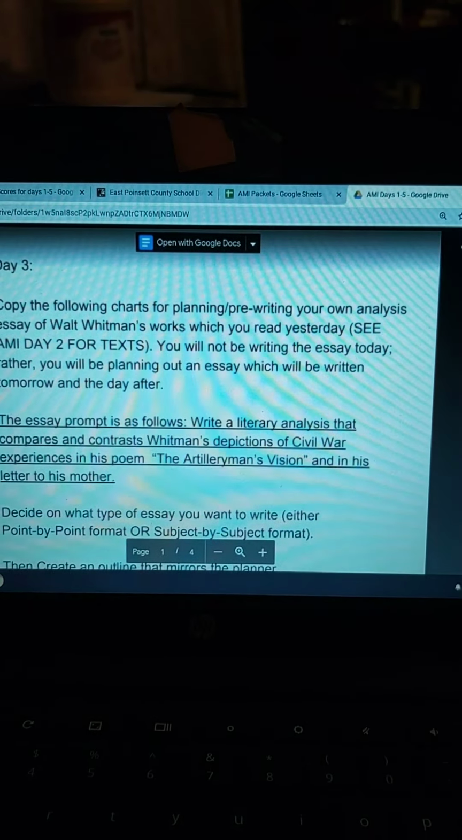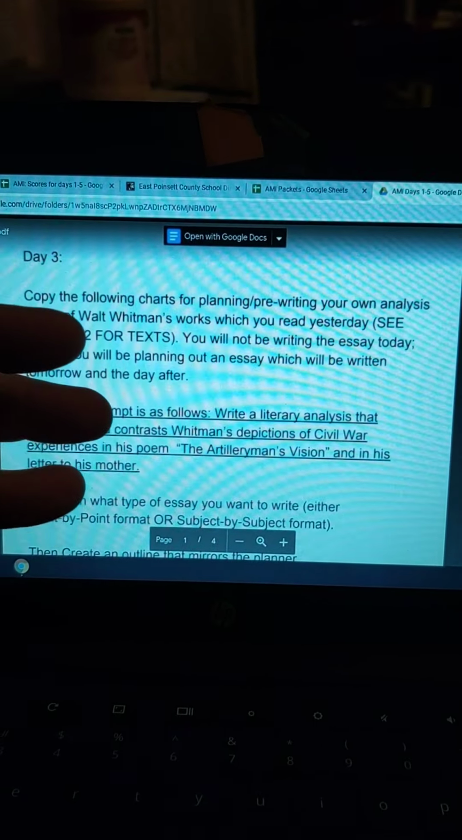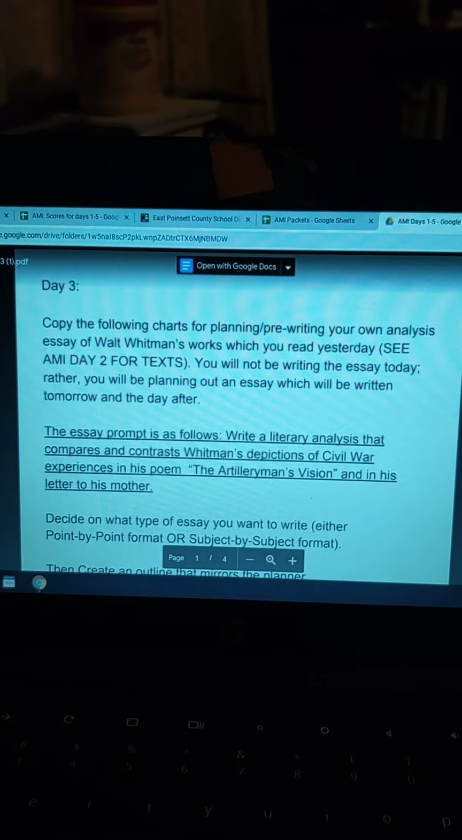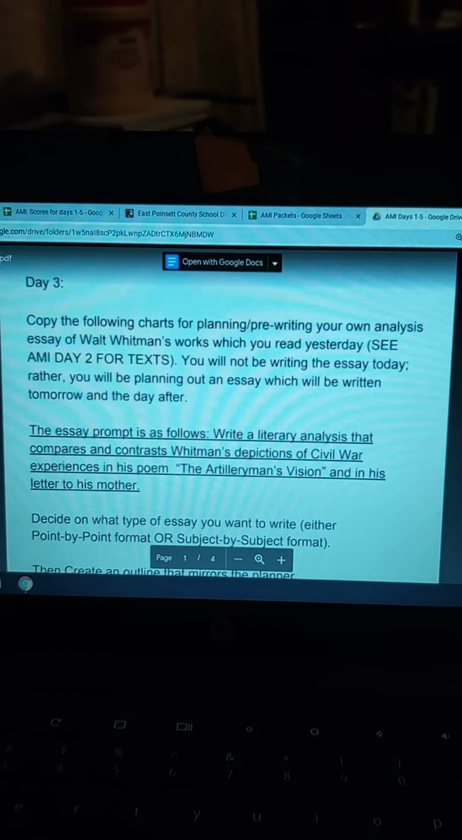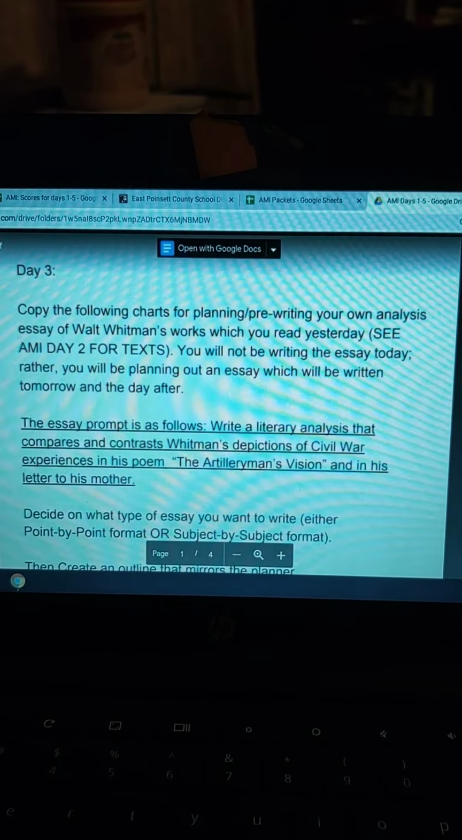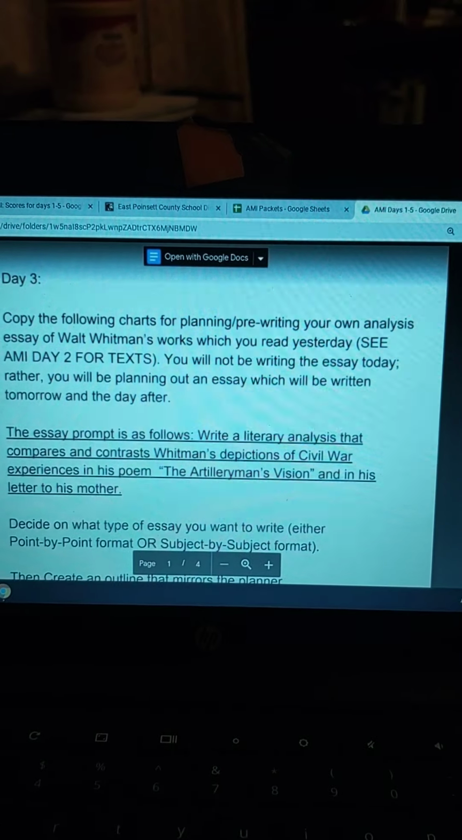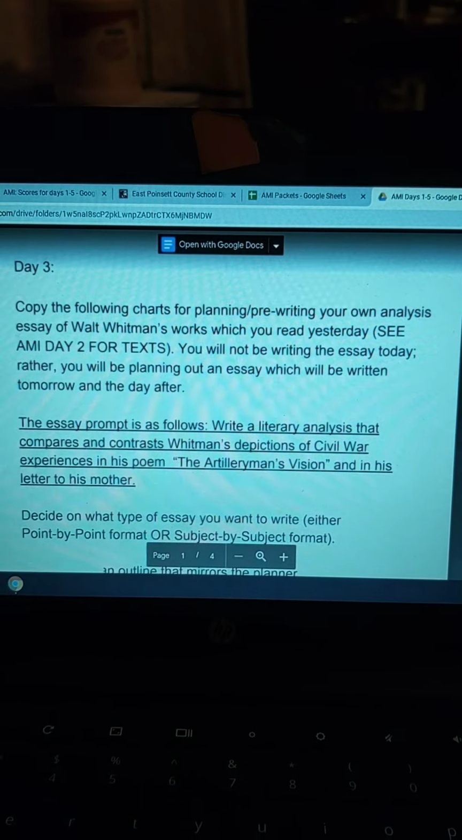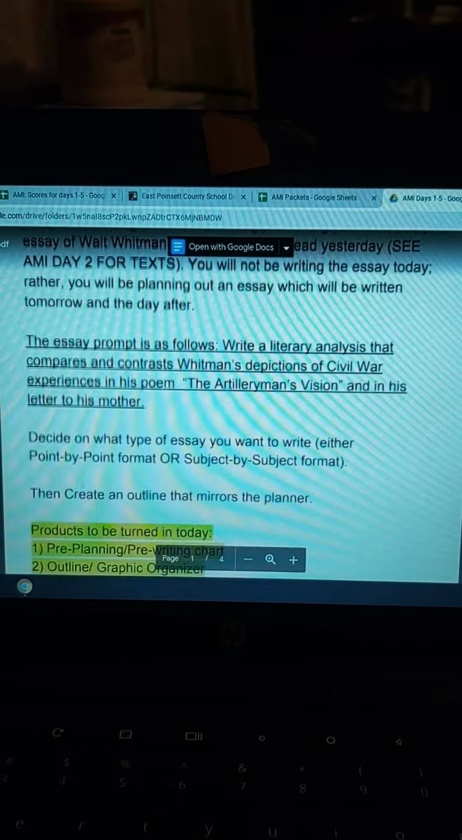First things first, there are 3 parts to this, and you're only gonna do 2 of them. There are some charts, some pre-planning, and then there is also a sample outline. It's the sample outline I want to look at most. So your prompt is right here.